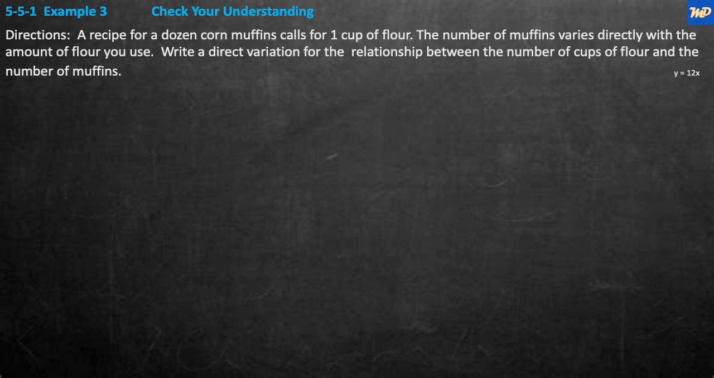Okay, example 3, check your understanding. A recipe for a dozen corn muffins calls for 1 cup of flour. It's a dozen muffins, 1 cup of flour. The number of muffins varies directly. The muffins vary with the amount of flour. So use the direct variation for the relationship between the number of cups of flour and the number of muffins.